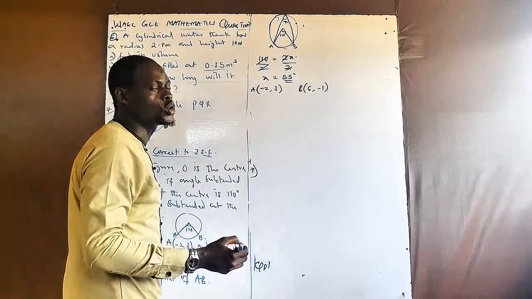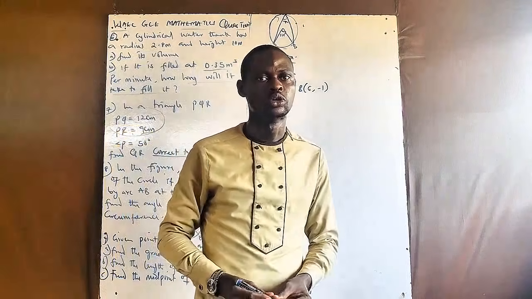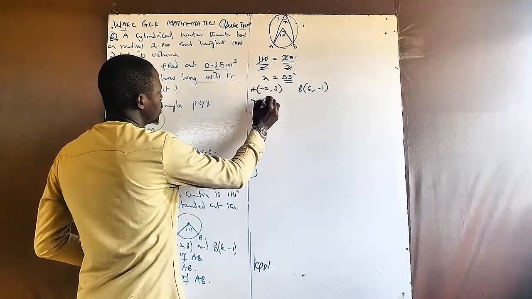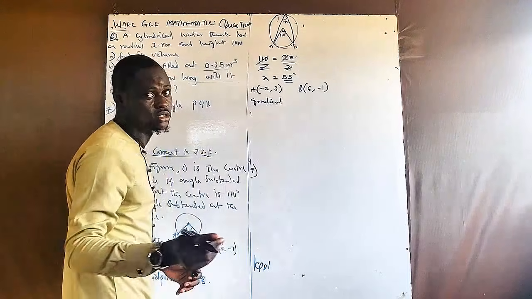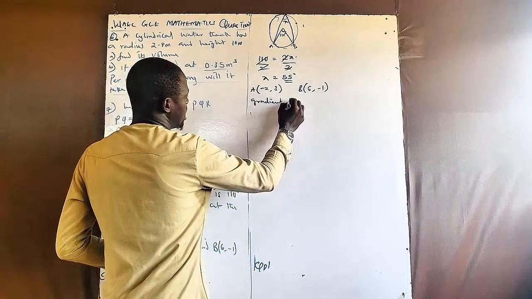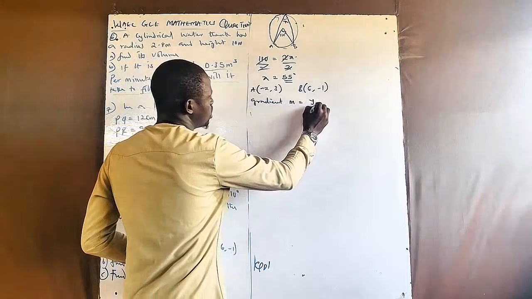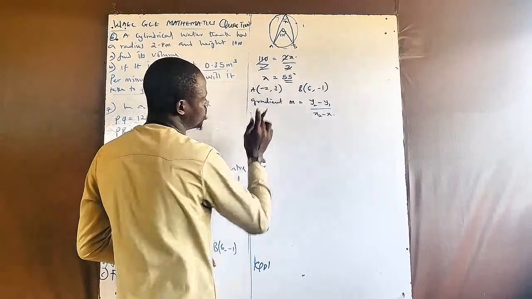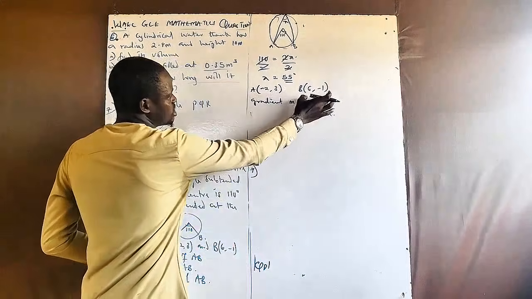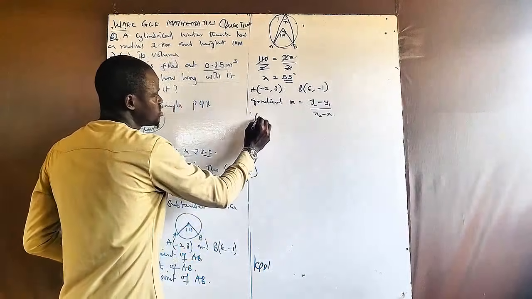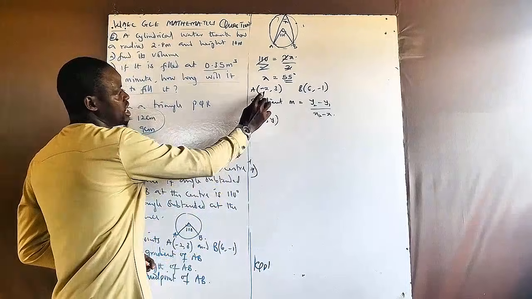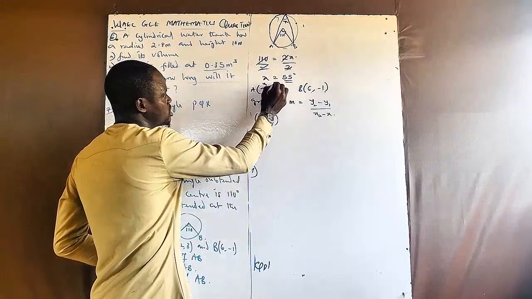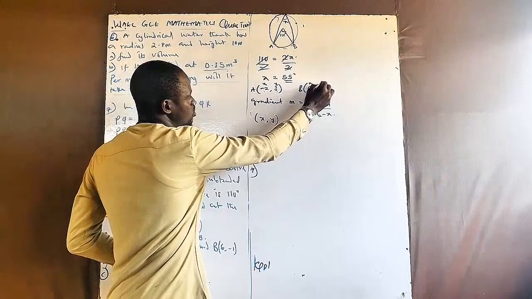How do we find the gradient of a line? The gradient of a line is given as m, which is always equal to the difference y2 minus y1 over x2 minus x1. Whenever they give a coordinate, it is always written in terms of x and y. That means this is x, this is y. So I can term this as x1, this is y1, this is x2, this is y2.